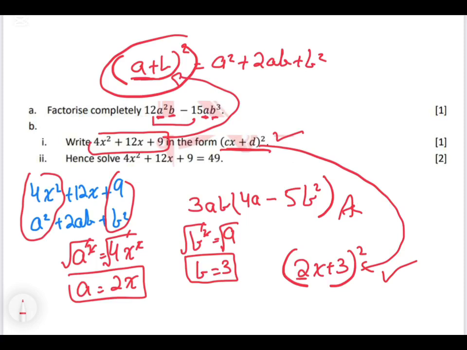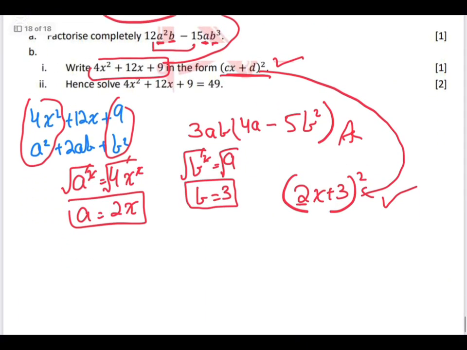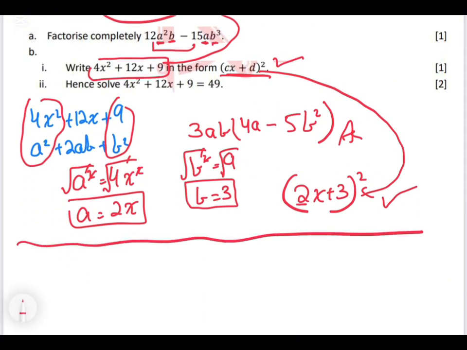Now the last question we have is a very interesting question. In the last part, it's basically connected with part number 1. We have done part 1, now I am doing part 2 of b. They say that 4x squared plus 12x plus 9 is equal to 49. Hence solve. Solve means I have to find out the value of x.